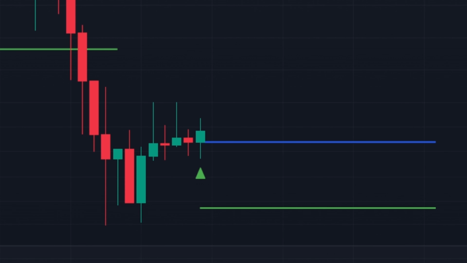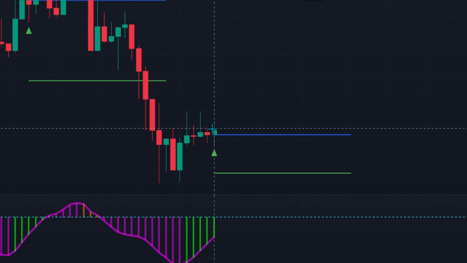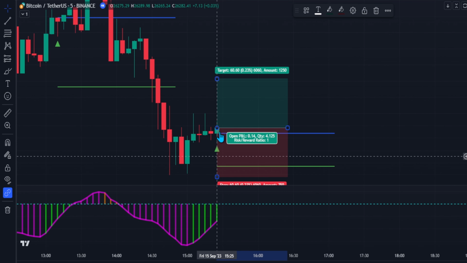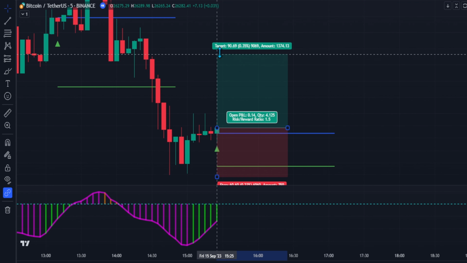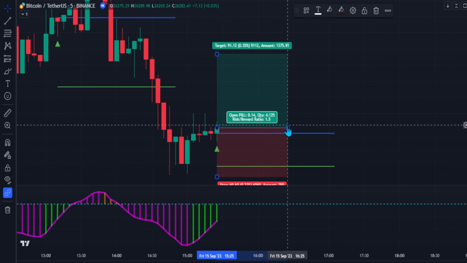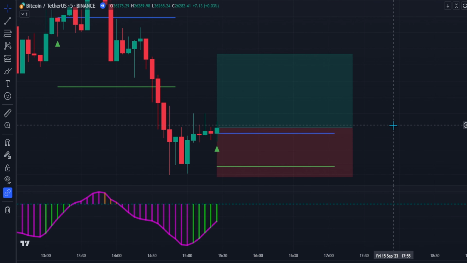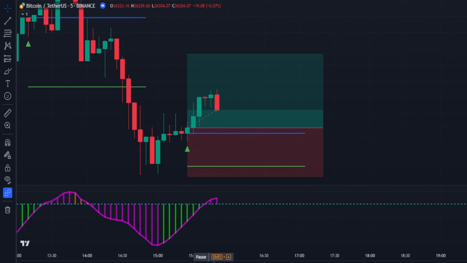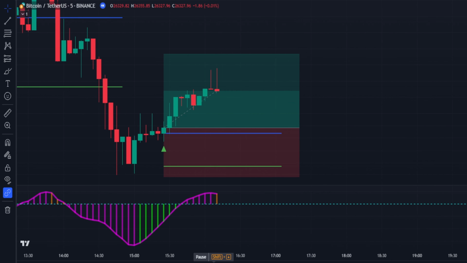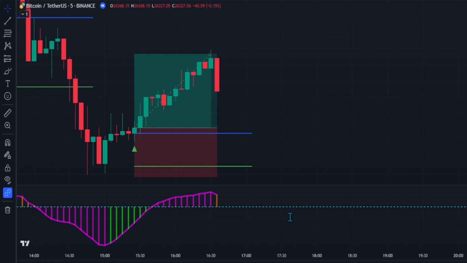With all of that met, we can enter in this candle. Set the stop loss at the recent swing low and target 1.5 times the risk. Let's see this through. As you can see, it's a winner. Now let me show you how to enter a short position.